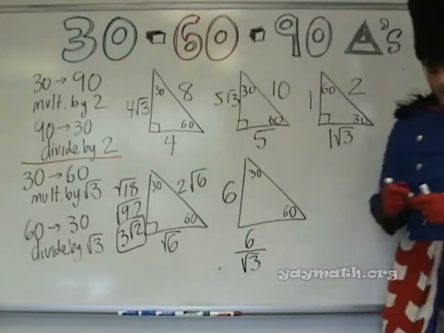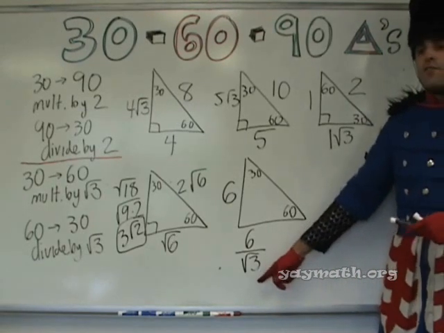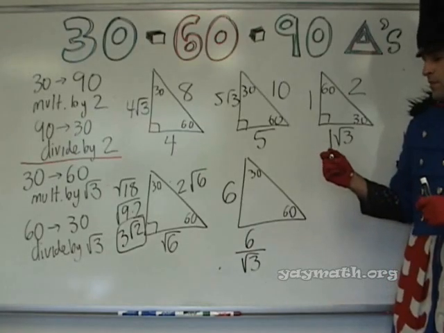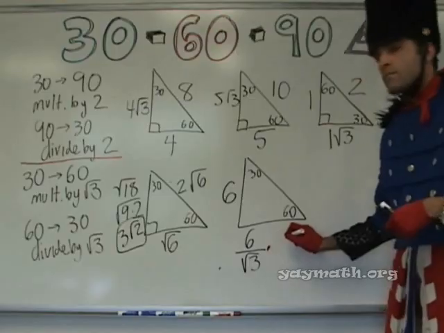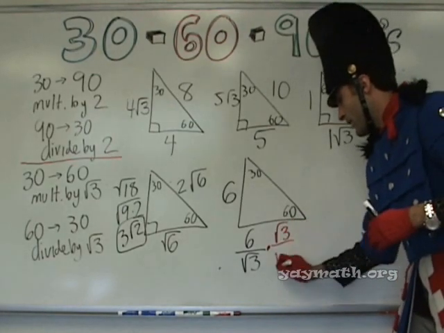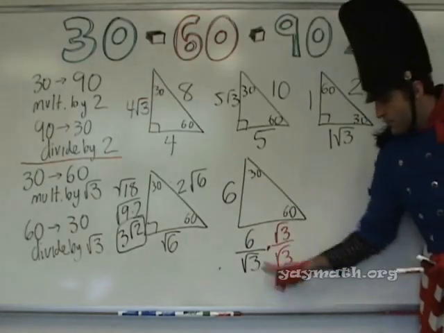But this is not done. What's the rule about what these are called? Radicals. Radicals on the bottom. Are we allowed to have radicals in the denominator? No. So what do we do? You multiply by the square root of 3 over the square root of 3. Very good. This is like multiplying by 1, so we're not really changing this number, which is good.